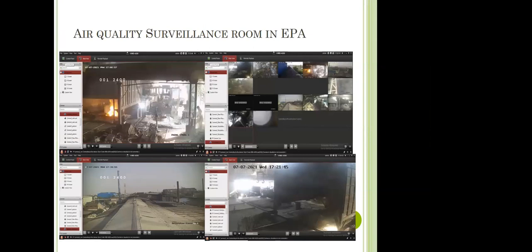You can see they installed three cameras at three different positions, like at the roof, at the furnace area, and in the scrap yard. You can see they use quality scrap for melting in the furnace. Before that, they didn't care and used some other materials for the furnace, but now they are using quality material.